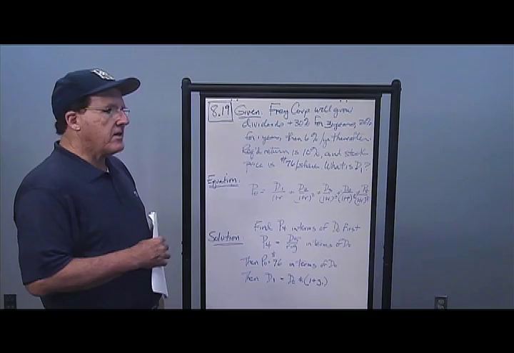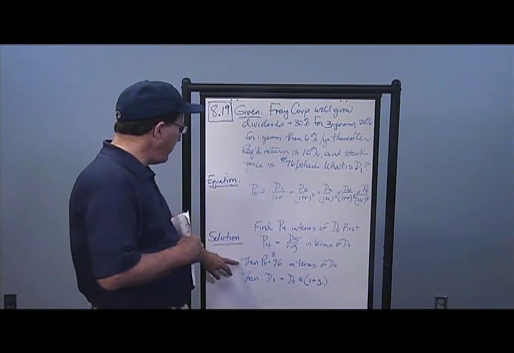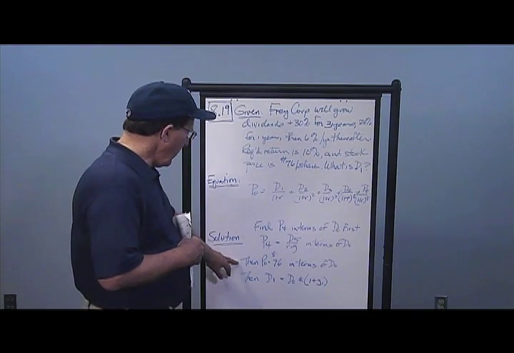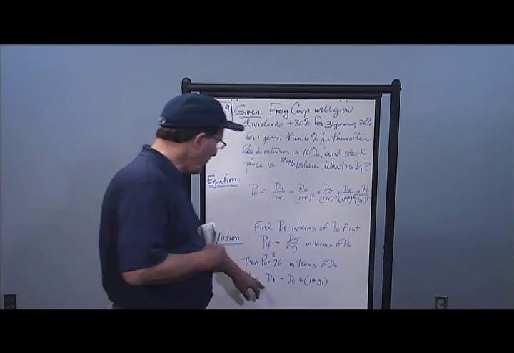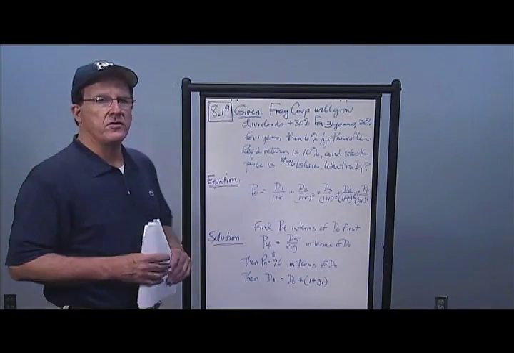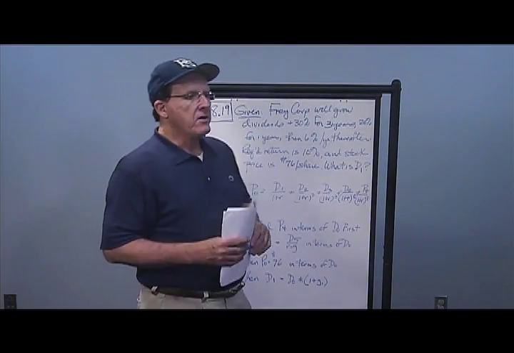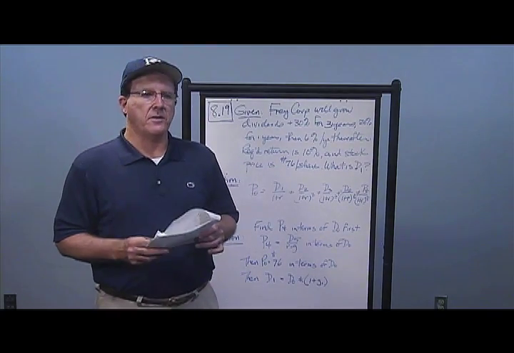And then next I'm going to calculate P0 in terms of D0. And then I'll calculate D1 equals D0 times 1 plus G1, which is that first growth rate. Try this one. It's a challenging problem. Give it a shot.